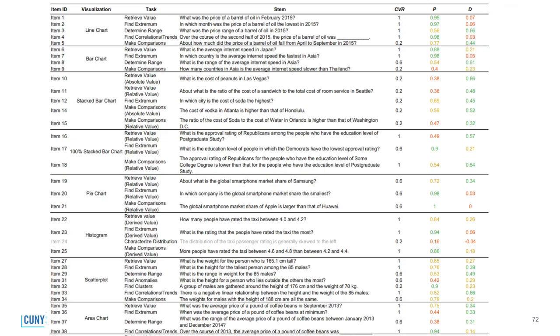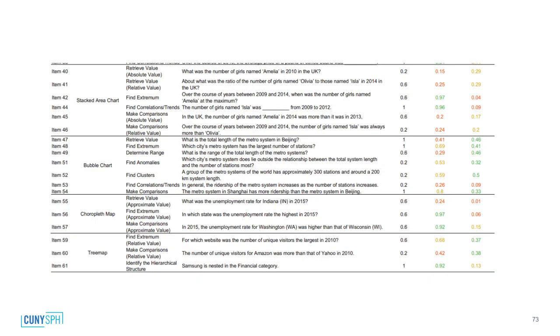When we look into this graph, we have different items and different tasks. If you see, in green are things that are preferable to do with graphs. For example, if you want to retrieve a value, like what is the price of a barrel of oil in February 2015, it's highly probable that somebody is going to be able to retrieve that from a line graph. We don't have the same question, but we can ask the same question in other places. But definitely retrieve value is 95, retrieve value is 88, retrieve value is really low here. Then it's telling us that maybe that's the best representation for retrieving values.